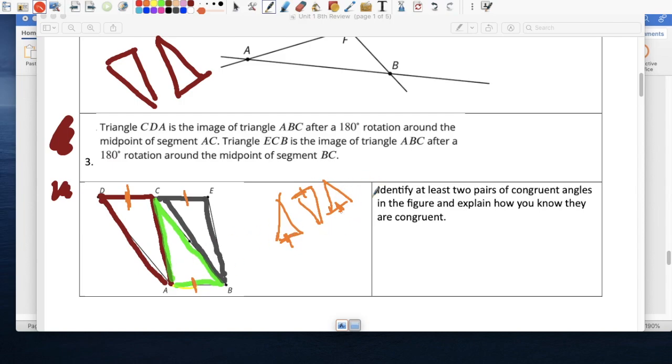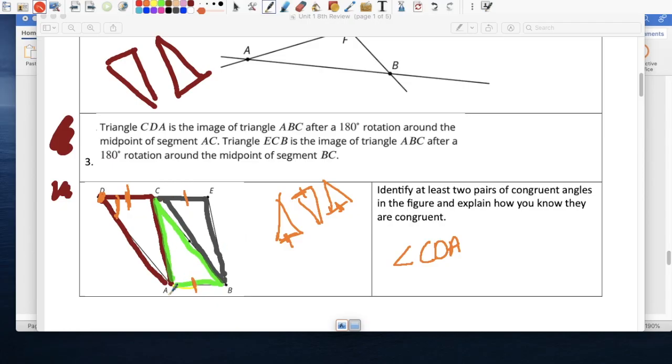Okay, so identify at least two pairs of congruent angles. Right, so let's look at some angles here. This angle right here, let's call that angle CDA. Let's keep it right. The vertex is this CDA.